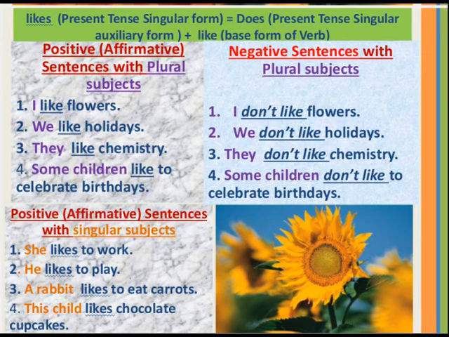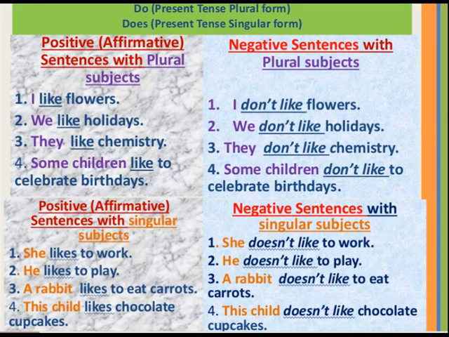So we have some examples here. She likes to work. The negative sentence, she doesn't like to work. See the difference? We don't use s again in the verb form. Instead of that s, we have placed does. Alright? He doesn't like to play. Slight changes in the conversion, but it's very important for grammatical correctness. Okay? A rabbit doesn't like to eat carrots. This child doesn't like to have chocolate cupcakes. Here it's just this child doesn't like chocolate cupcakes.